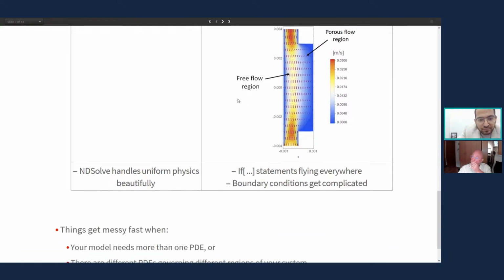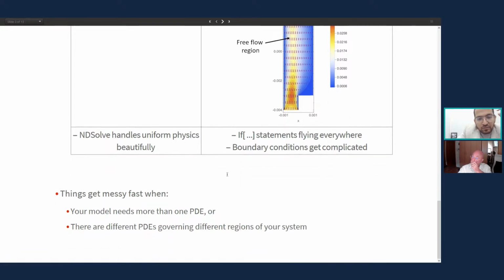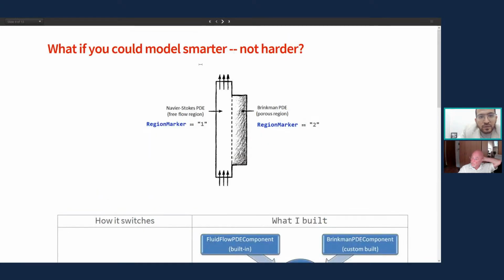And so the point here is that things get messy really fast when your model needs more than one PDE, or there are different PDEs governing different regions of your system. So what if you could model smarter and not harder? One concept that we have within Mathematica is the concept of region marker.